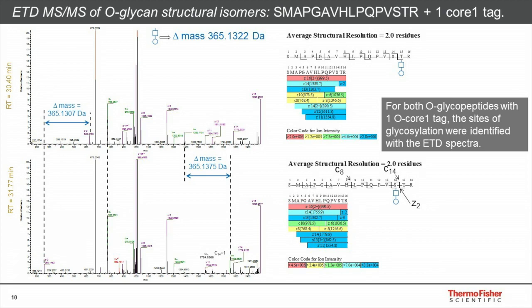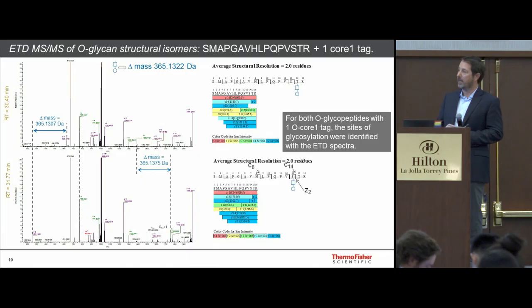So now we go to the Z2, and the Z2 in the lower one is here. In the other one, the delta mass between the two is 365.1307, which is the mass of the core. So right away, we know that in that case, the first threonine is occupied. Now we want to double check for the other one, and for the other one, we look at the C14, and the C14 is again a delta mass of 365, so in that case, you know that that serine is occupied. So it's very straightforward.